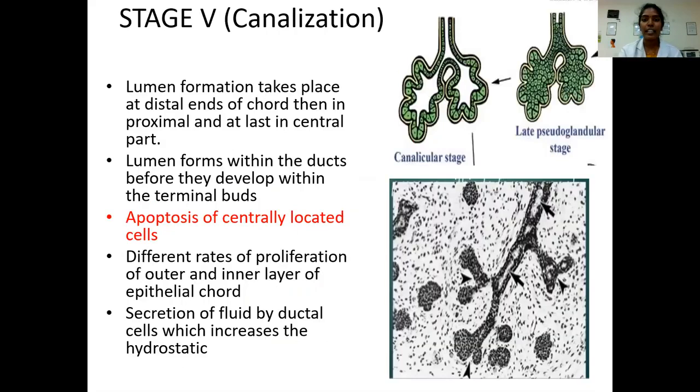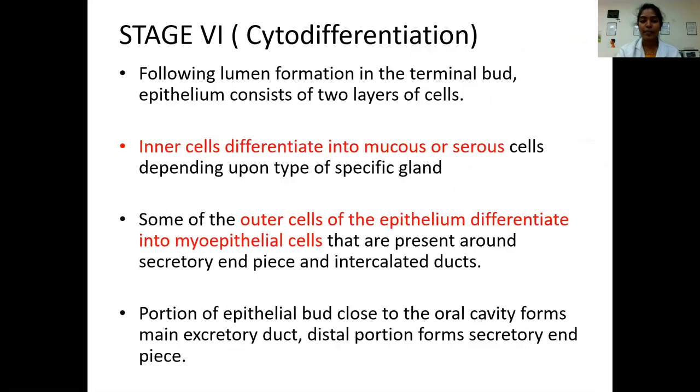Stage 5, which is called canalization. Lumen formation takes place at distal ends of the cord, then in proximal and at last in the central part. Lumen formation occurs within the duct before they develop within the terminal bud. Apoptosis of centrally located cells. Different rates of proliferation of the outer and inner layer of the epithelial cord. Secretion of fluid by ductal cells, which increases the hydrostatic pressure.